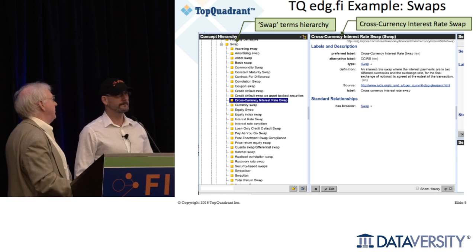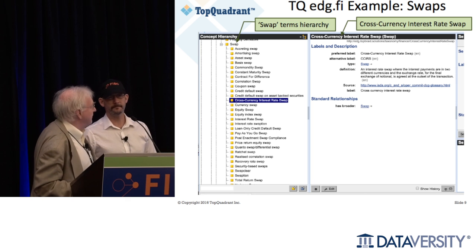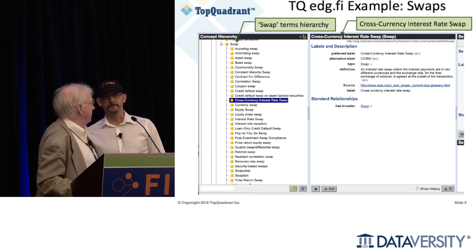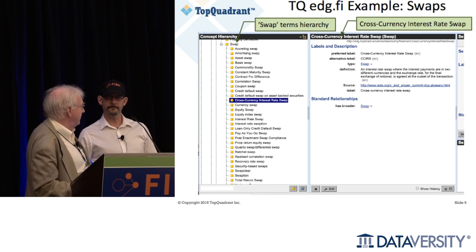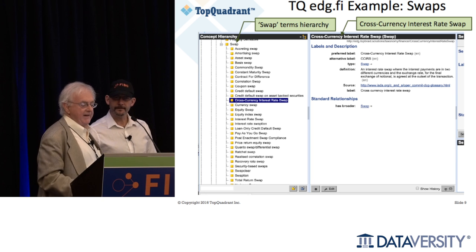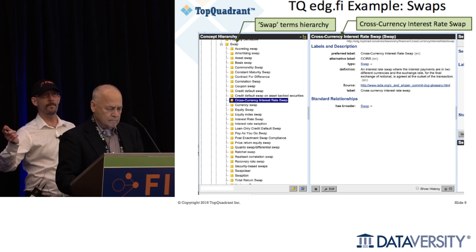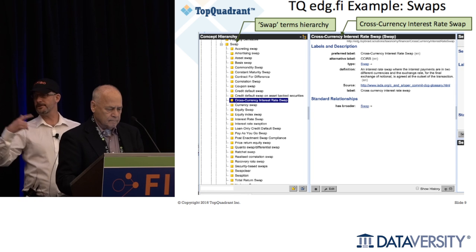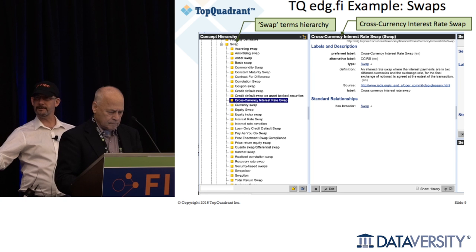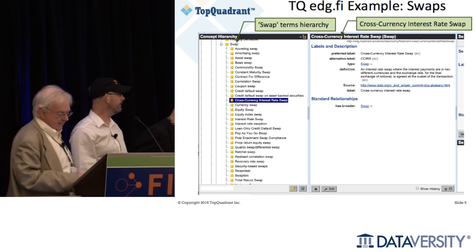This is an example for swaps. Swaps get quite busy, and the one we're featuring here is a cross-currency interest rate swap. What you see on the left is a taxonomical representation of that, with the details showing in the right pane. Yeah. Those terms, to put into context, you're using at the moment to guide some machine learning things that will help you classify documents. The documents you're classifying are reports about those instruments. Is that right? Okay. All right.